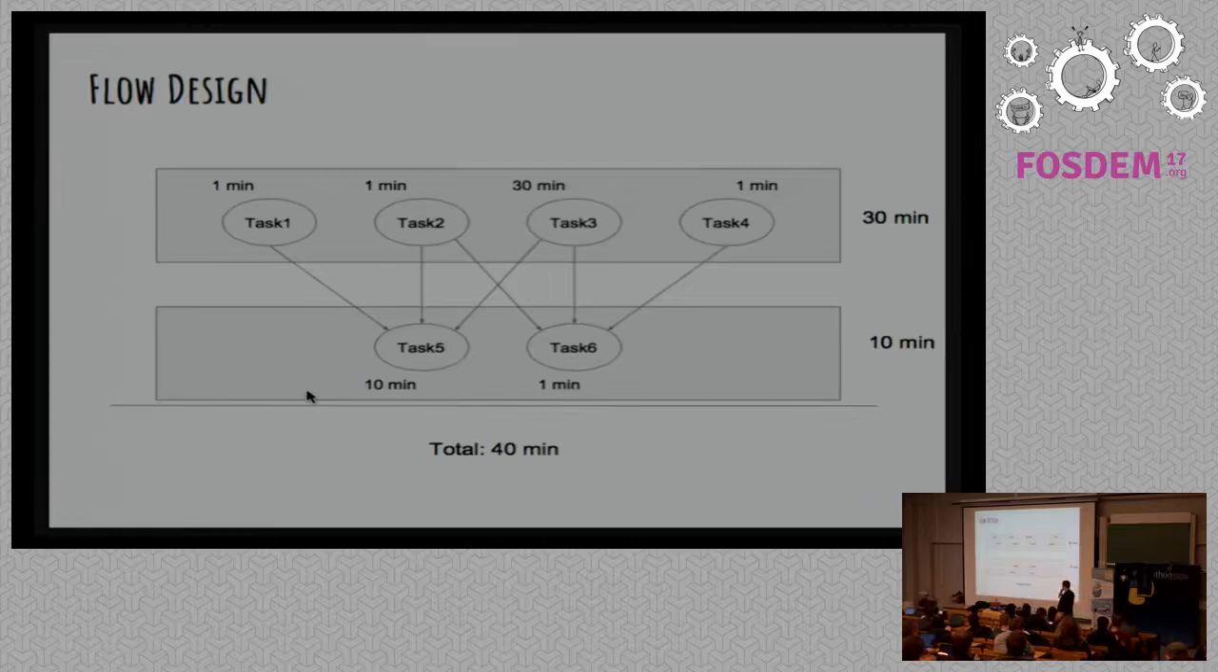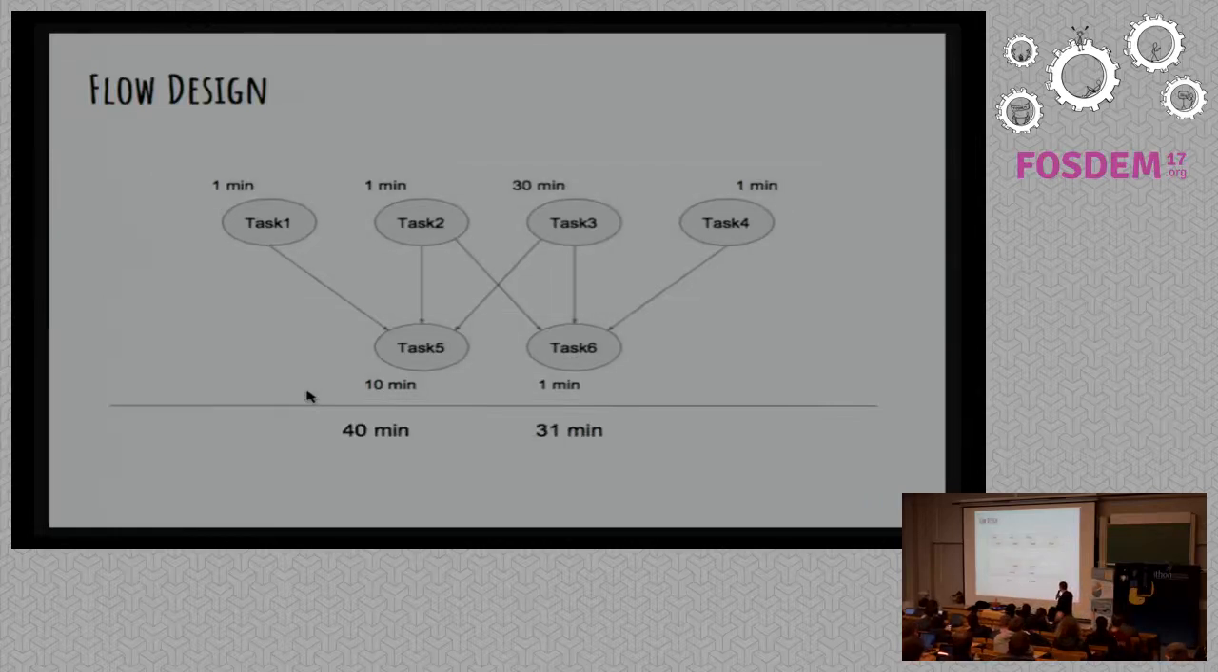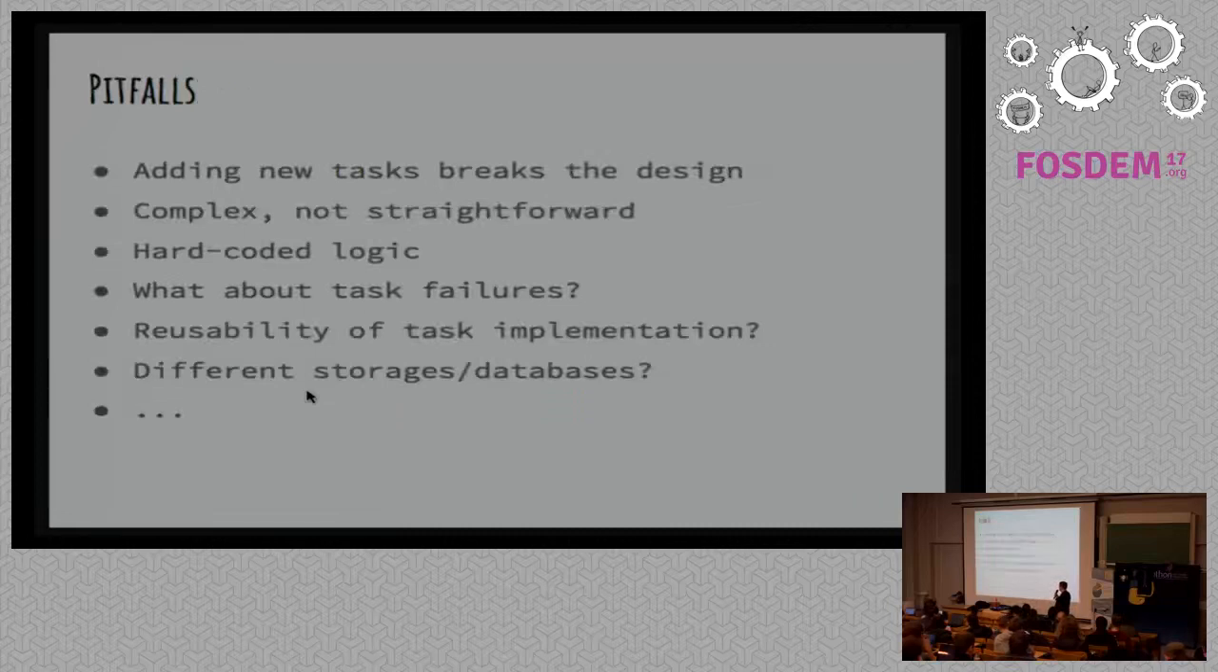We can do better. By removing these chords, we can find our result after 31 minutes in case of task 6, and in case of task 5, we can find it after 40 minutes. So we are no longer blocked by tasks that take a lot of time. Also, when you use Celery, there are some downsides, like you are hard-coding your task logic and dependencies between these tasks into your source code. So adding new tasks is complex. A lot of times, you just have to reorganize your tasks and dependencies between them.